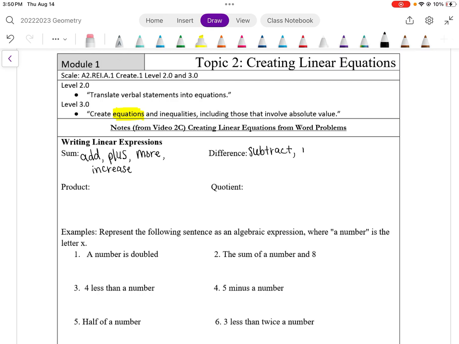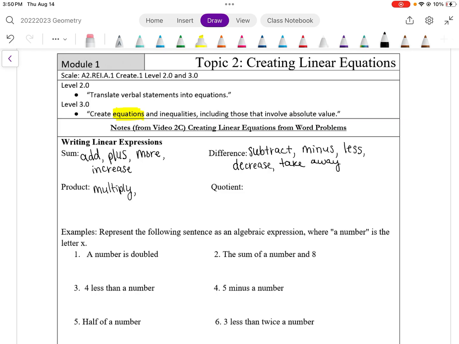Difference, you might see words like subtract, minus, less, decrease, or maybe take away. All of those things would symbolize that you are subtracting something.